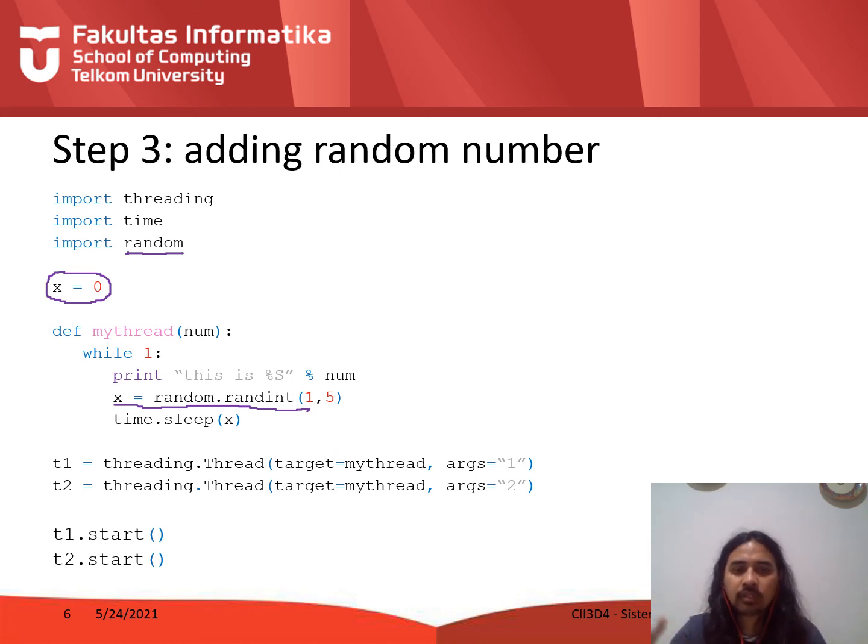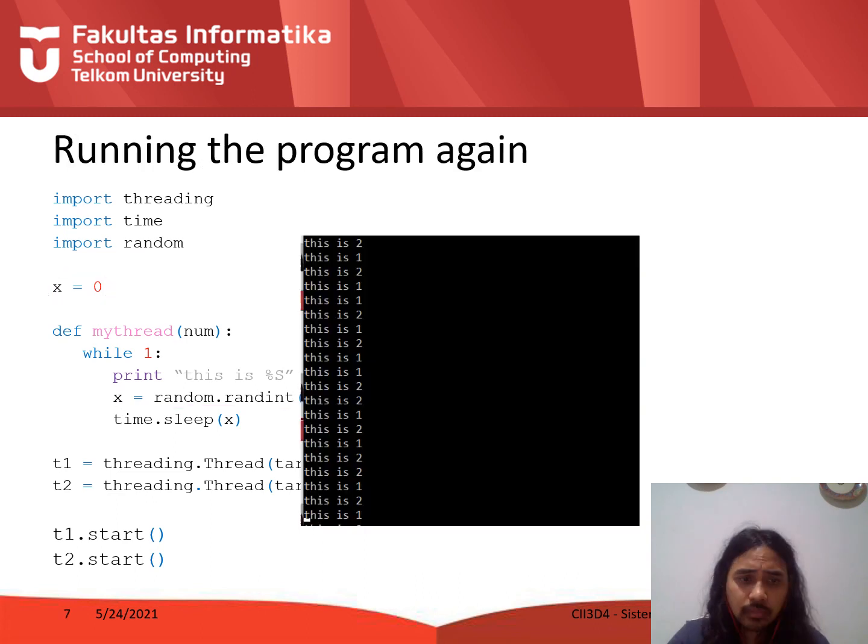Now the loop doesn't sleep for 1 second, but for a random number of seconds between 1 and 5. By that, thread 1 can run first and thread 2 second, or the other way around, depending on which sleep is longer or shorter. So now we are going to run the program.